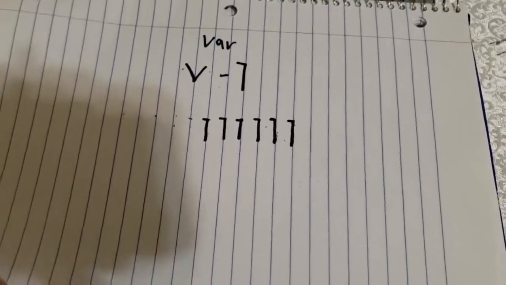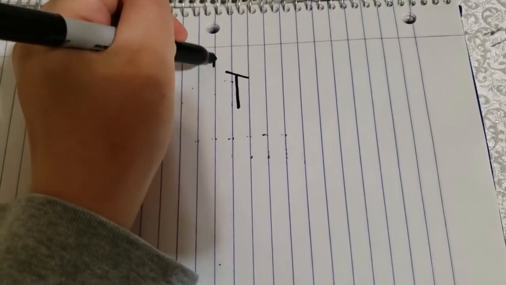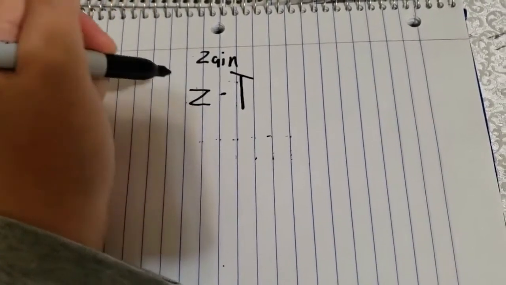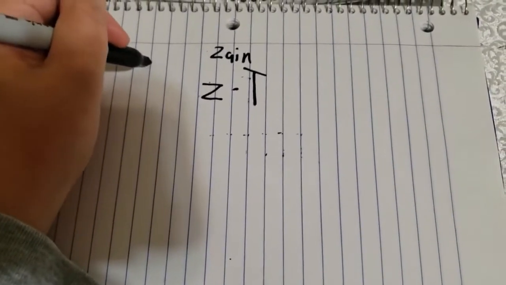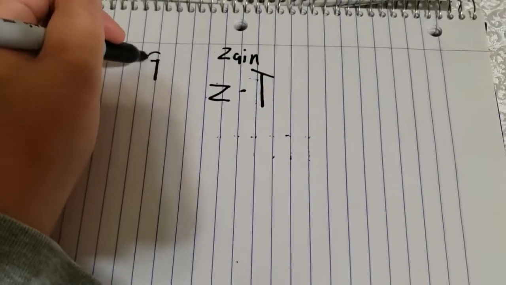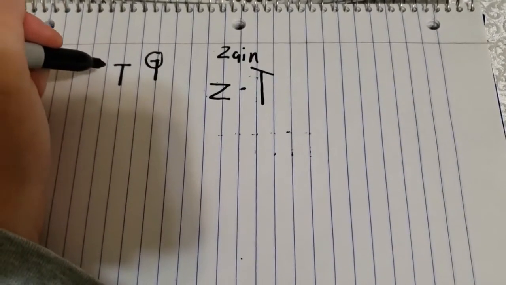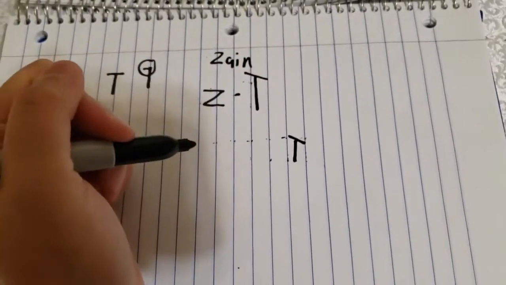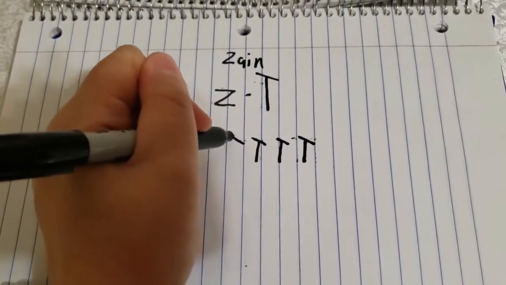Next letter is very similar to Vav. It's called Zayin. The sound that this letter makes is a Z. So notice how with the Vav we started here and a little bit down. With the Zayin it goes more like a T, in the middle of the line. But we just tilt the line a little bit and then we go down. Zayin.